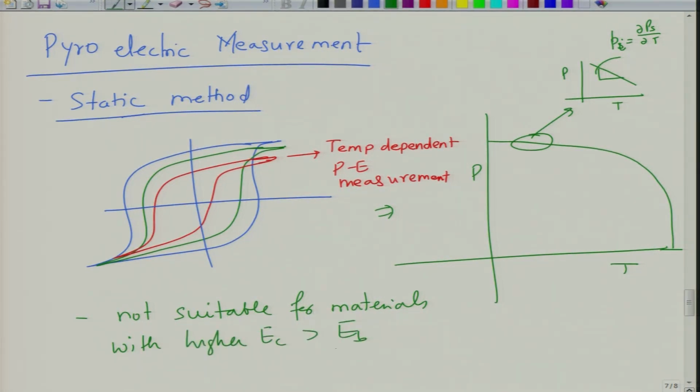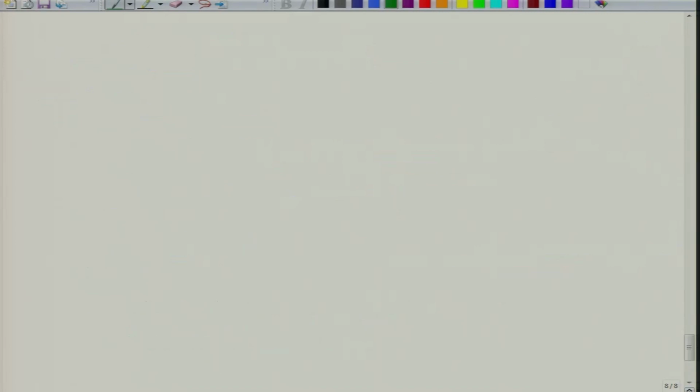The coercive field could be higher than their breakdown field. So if the coercive field is very high, especially if it is more than the breakdown field, then it leads to conducting samples, and it's not a very useful measurement. Another measurement is called the dynamic method. This dynamic method is basically measurement of the pyroelectric current.